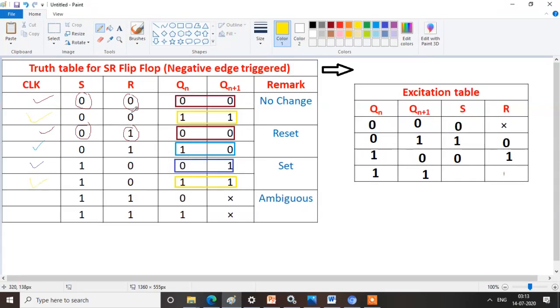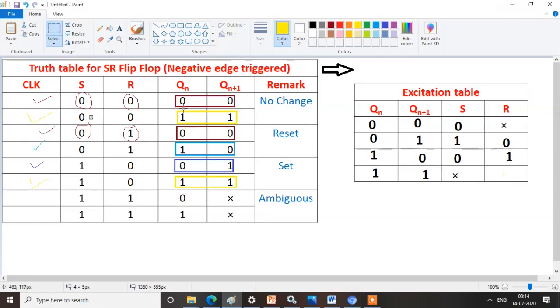So consider this row. What does this row say? If present state is 1 and you want next state 1, what should be S? So here S should be 0. What about this row? This row says that if present state is 1 and you want next state 1, what should be S? S should be 1. So see here S is 0, here S is 1. So I can say that in order to make a transition from state 1 to state 1 in SR latch, S can be either 0 or 1. So 0 and 1 means don't care. So see, that's why don't care will come here.